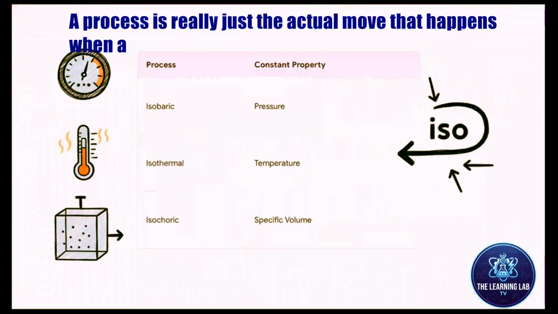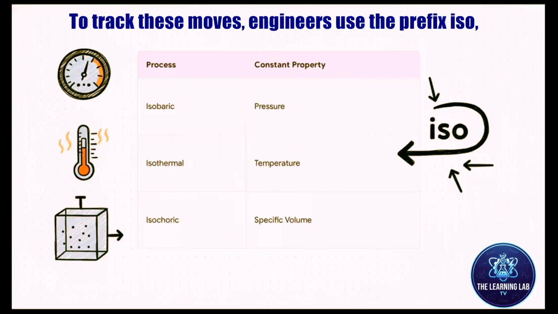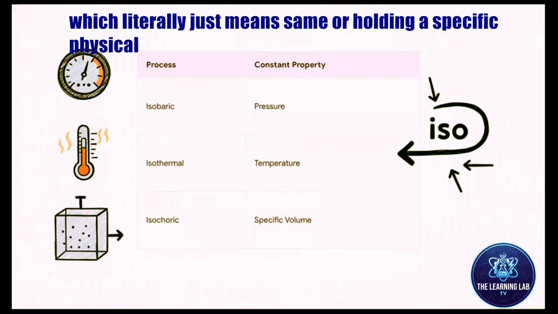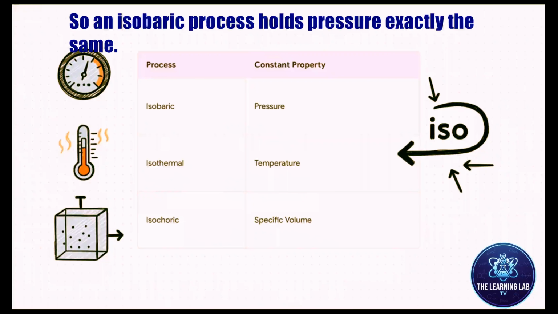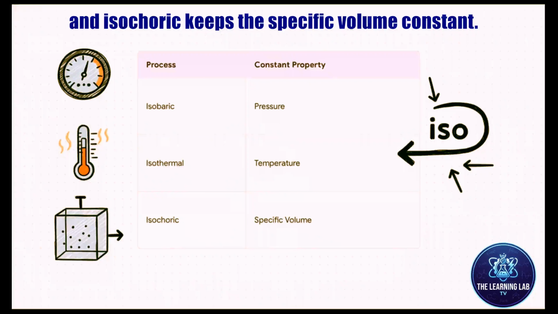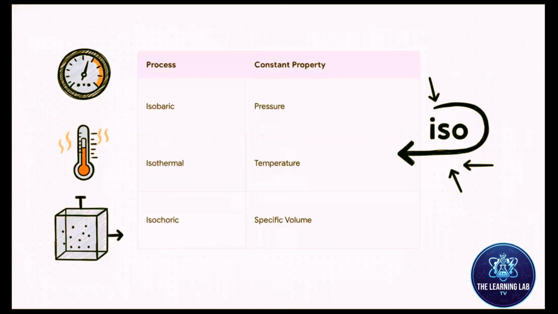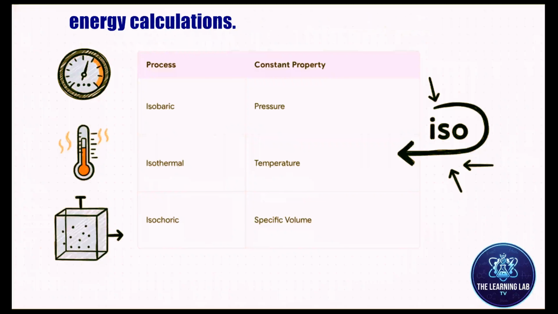A process is really just the actual move that happens when a system mathematically shifts from one of those equilibrium states to another. To track these moves, engineers use the prefix iso, which literally just means same, or holding a specific physical property constant. So an isobaric process holds pressure exactly the same. Isothermal holds temperature constant, and isochoric keeps the specific volume constant. It's just a really elegant way to simplify some incredibly complex energy calculations.